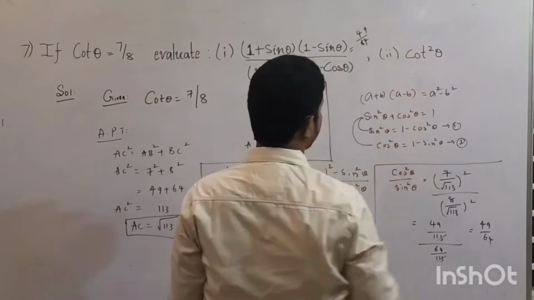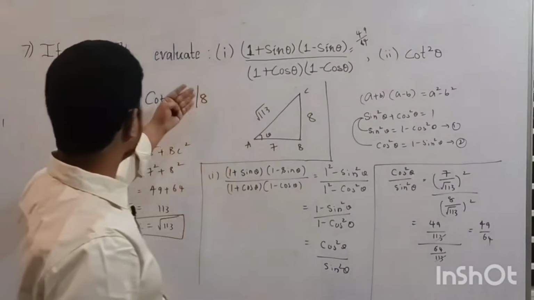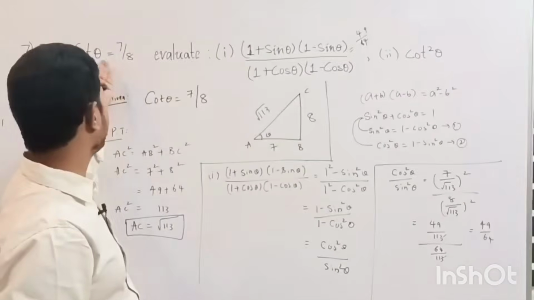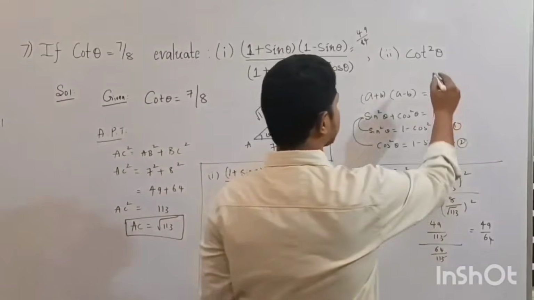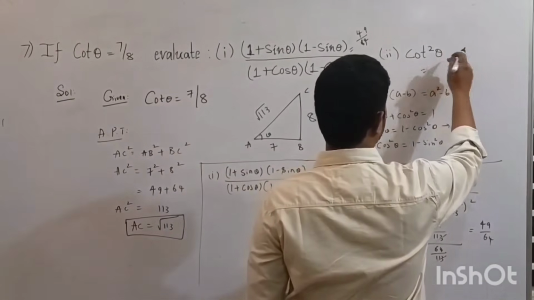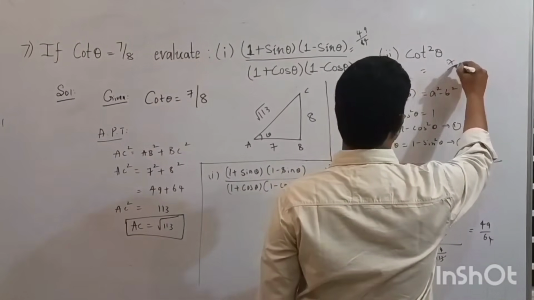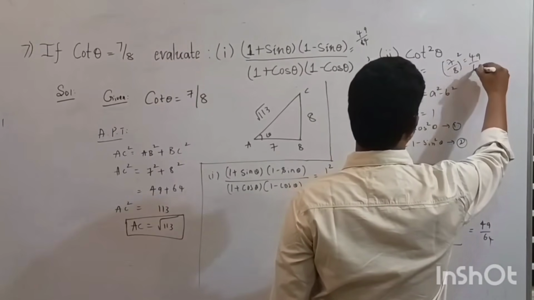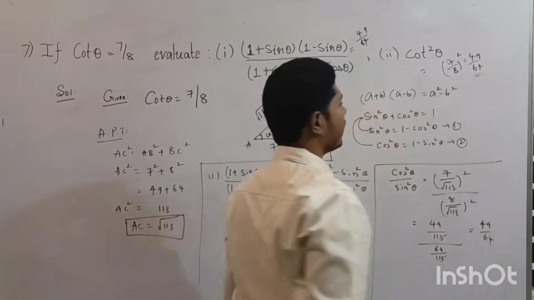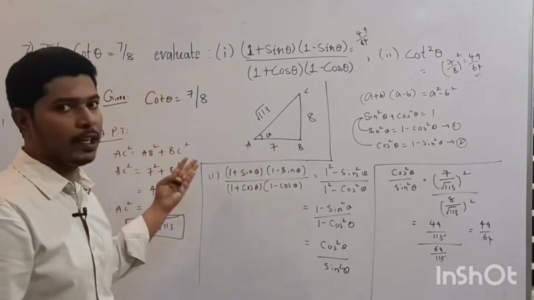To find the second question's answer, in the problem itself they have given that cos theta is equal to 7 by 8. They have asked for cos square theta. What is cos theta? Cos theta is equal to 7 by 8. What about cos square theta? Squaring, that is equal to 49 by 64. This is the required answer for question number 7 in exercise 8.1.